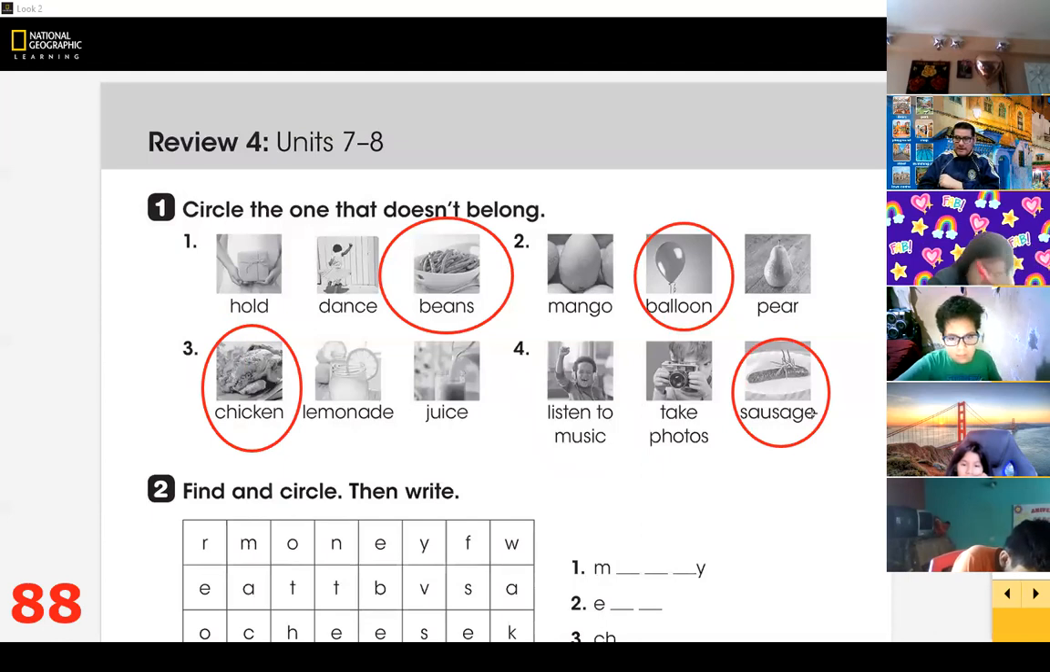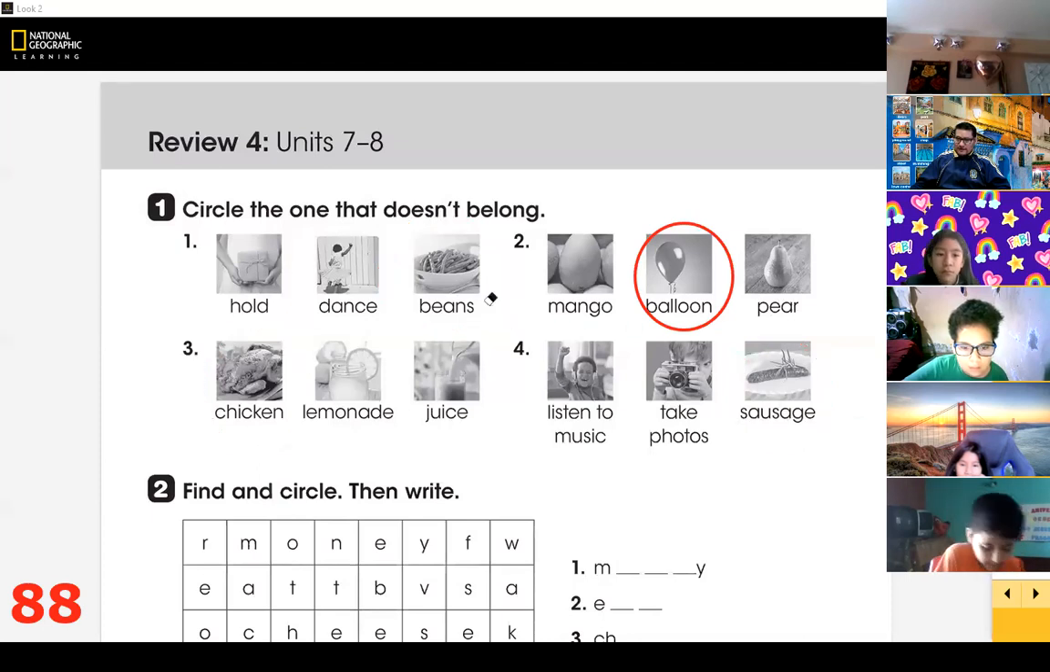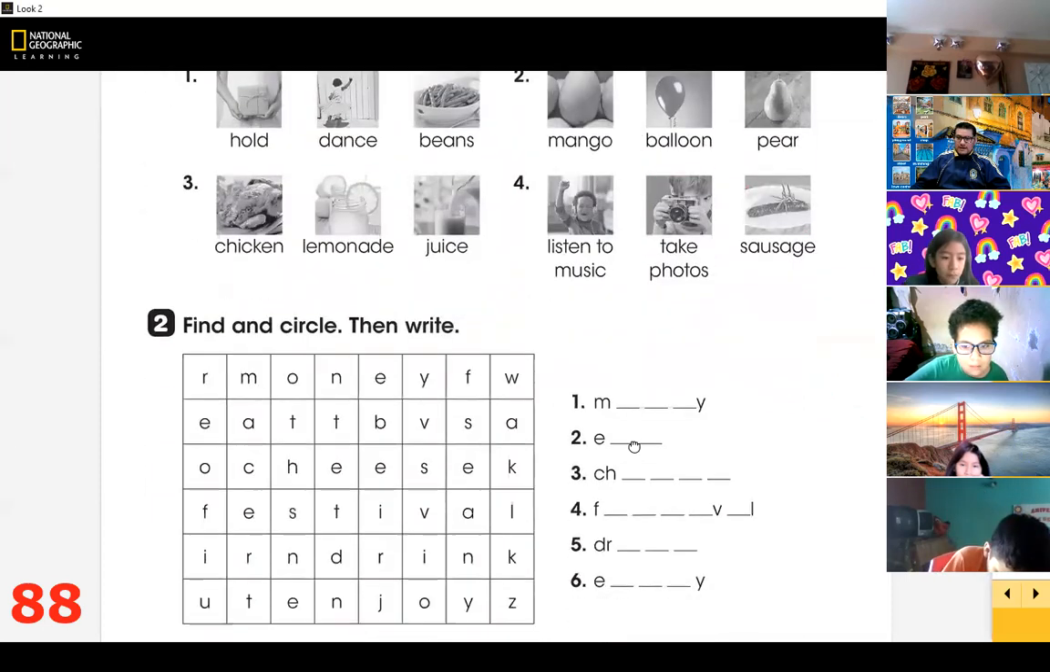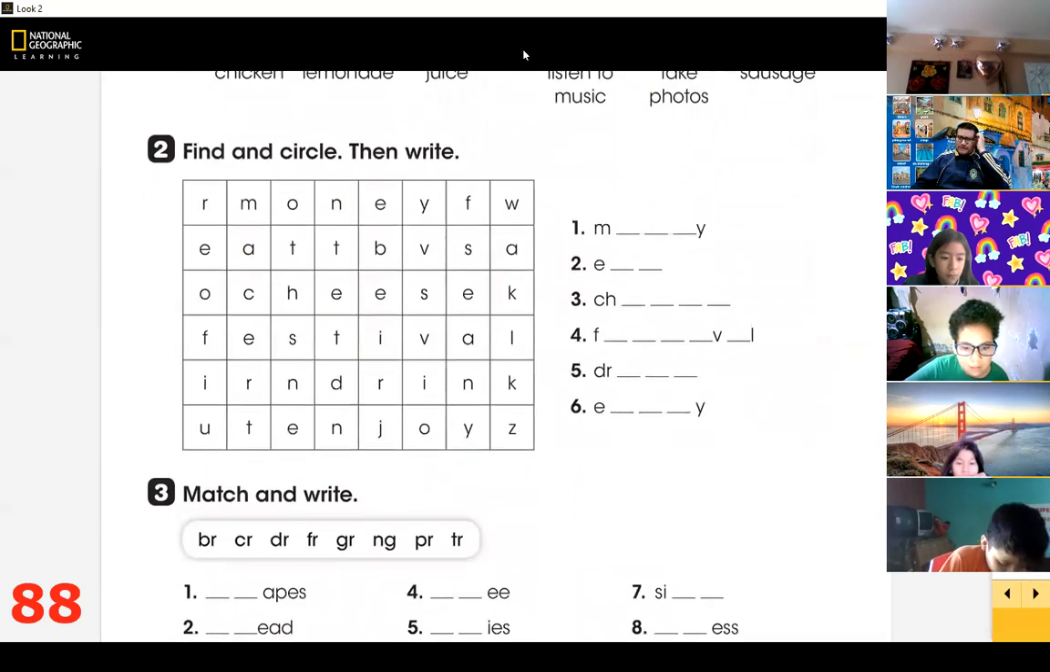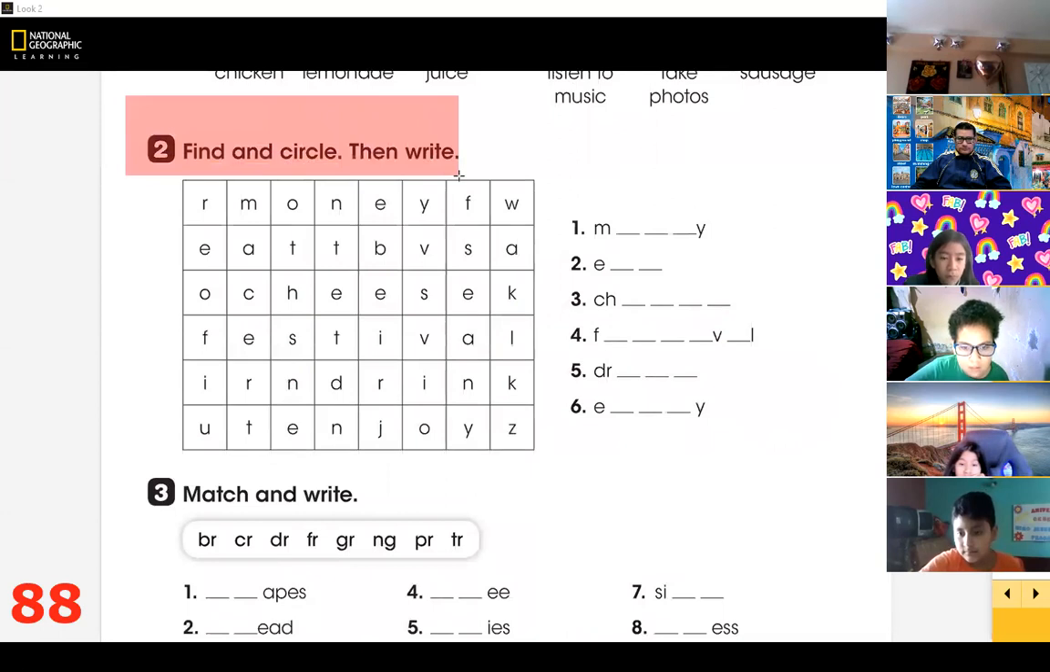We have here beans, balloon, chicken, and sausage. Let's continue. That's really easy, right? Que fácil, recontra fácil, my cats. Ahora sí, here it says that you have to... Profesora, en la primera es money.